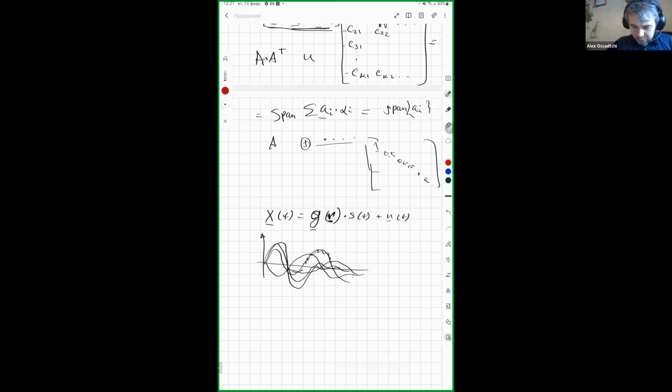Now assume that you selected some time, some latency. So this is time. Assume that you selected some t0, and you want to fit the dipole to your data. What does this mean, to fit a dipole to your data?